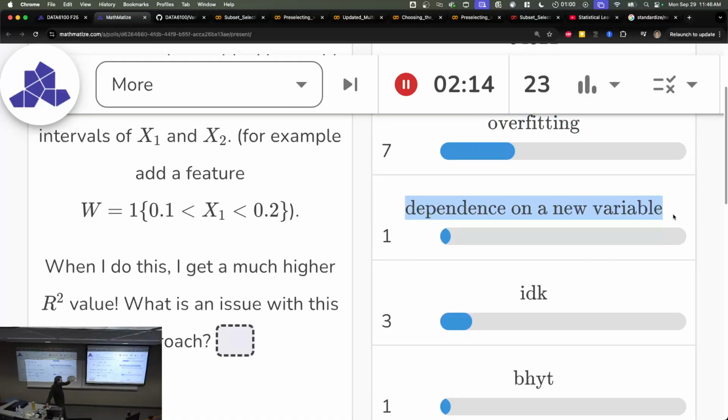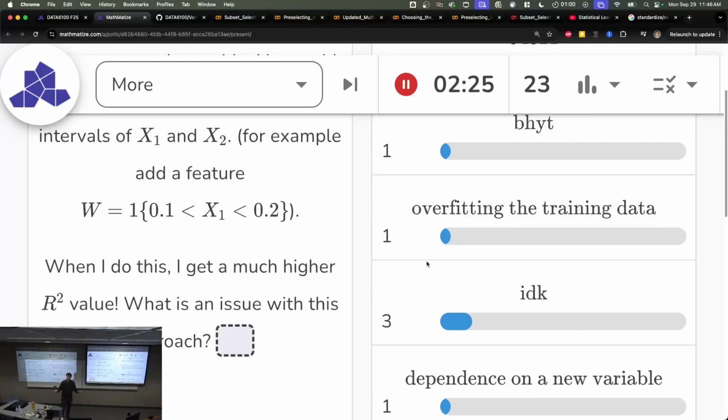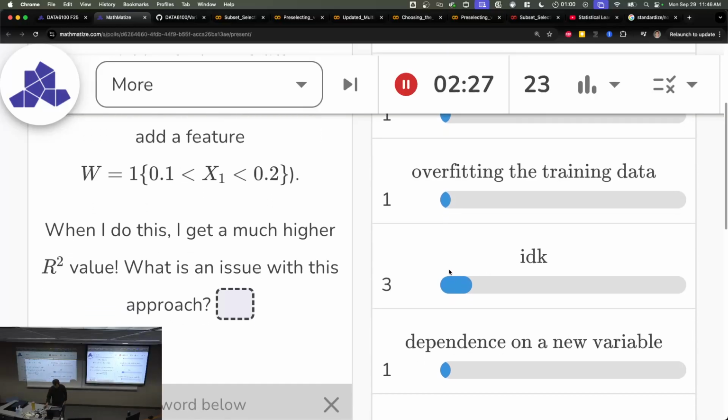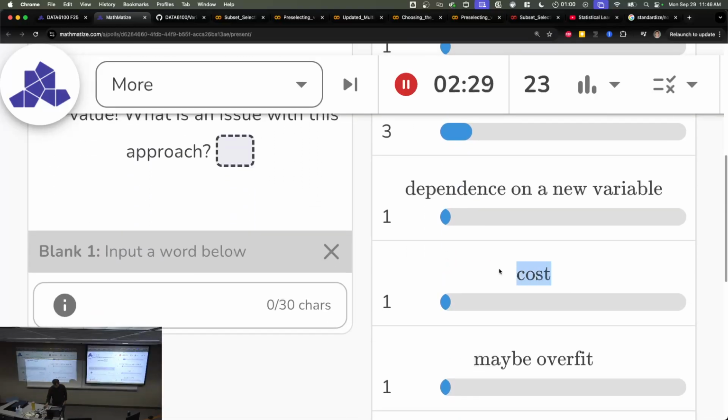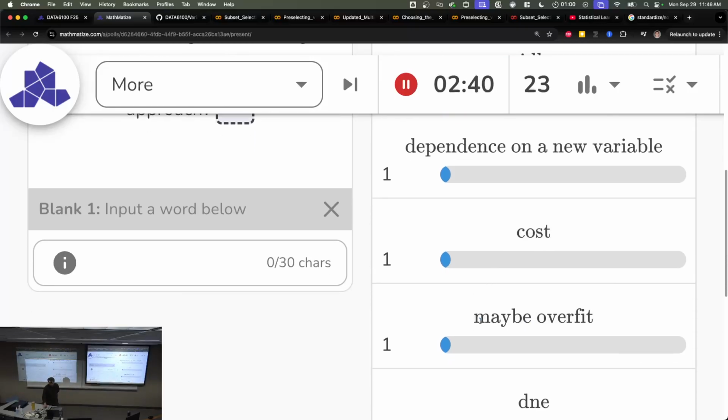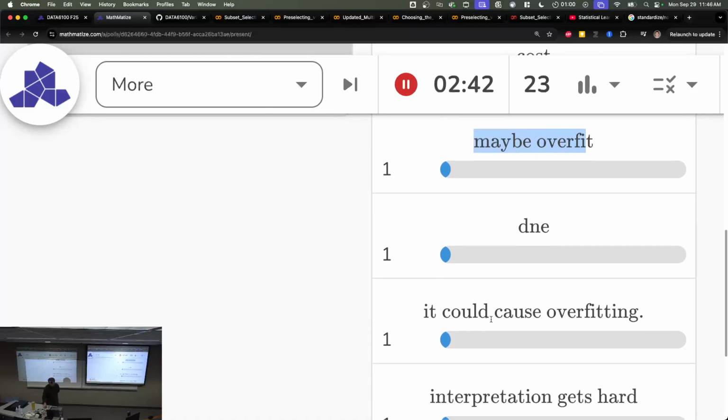So dependence on a new variable on its own could be good or could be bad. I don't know if this is an issue. This could be a good thing, and we just saw that sometimes it's quite good. Dependence on the group variable worked really well. But what else is there? Someone else wrote cost. The thing is, linear regression is the super fastest model. If you're doing anything with linear regression, the cost will usually be okay. So adding a variable is totally fine. Maybe it could cause overfitting.